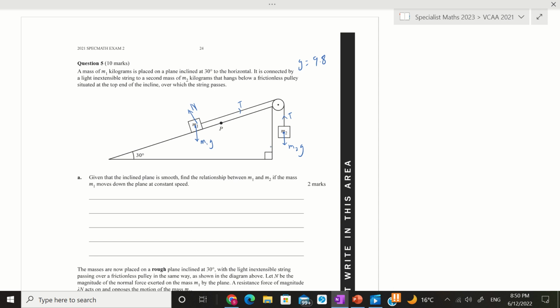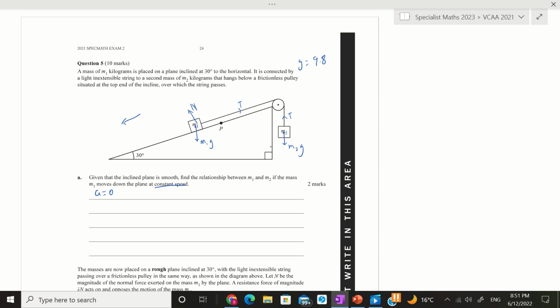Okay, so given that the inclined plane is smooth, find the relationship between m1 and m2. The mass m1 moves down the plane at a constant speed. So we know that the mass m1 is to move down the plane this way, and we're moving down at a constant speed, which means acceleration is 0. So we'll just note that acceleration must be equal to 0.